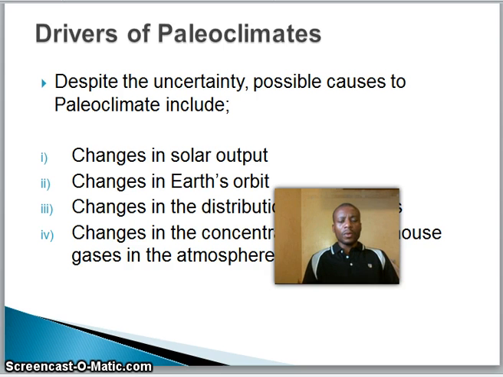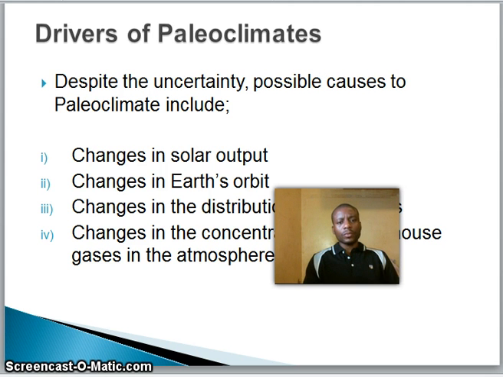So let's look a little bit more at those drivers of paleoclimate. Now, paleoclimates have been identified to be caused by four major factors on the slide. The first is changes in the solar output. The second is changes in the Earth's orbit. The third is changes in the distribution of the Earth's land masses. And also changes in the concentration of greenhouse gases in the atmosphere. For the purpose of this talk, we're going to talk only about the first and the second. I think the third and the fourth will be much more suited to another upcoming talk about the planet.